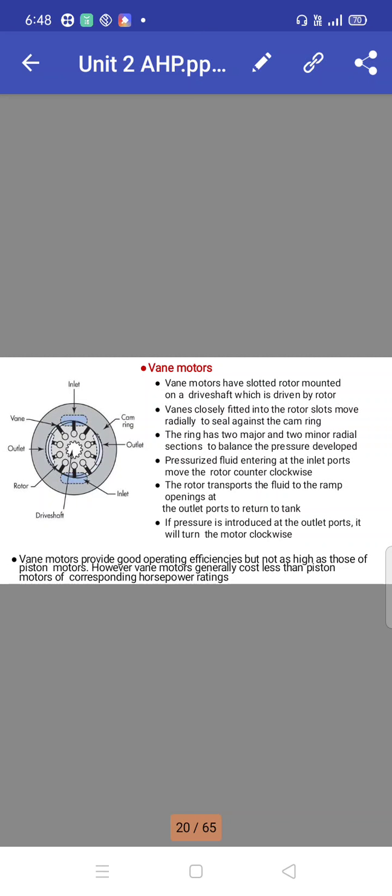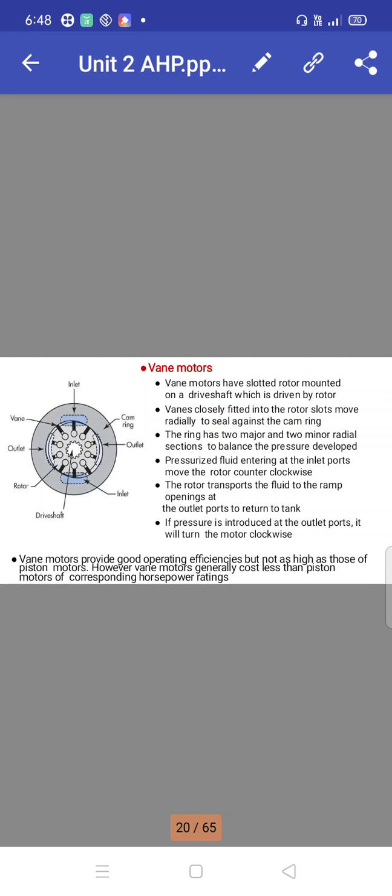So next one is vane motors. Vane motors have a slotted rotor mounted on a drive shaft. Vanes closely fitted into the rotor slots move radially to seal against the cam ring. The ring has two major and two minor radial sections to balance the pressure developed.